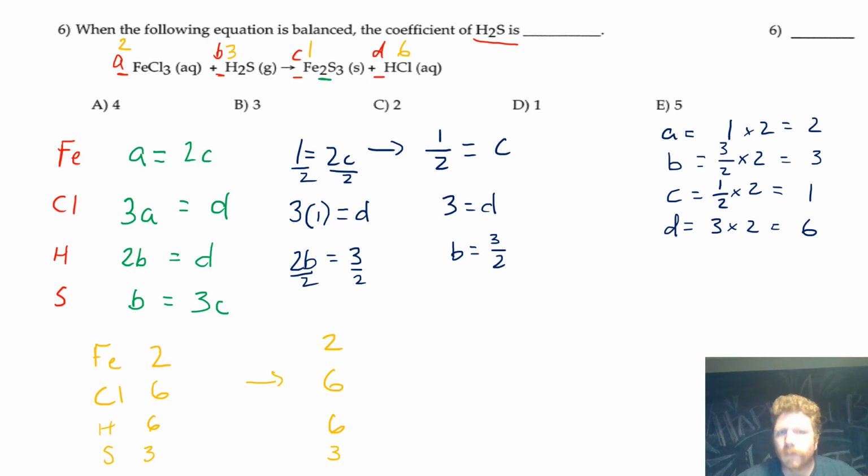So now I have to go back to my question, which was, when the following equation is balanced, the coefficient in front of H2S is what? And B, 3 is my answer, so I'm going to write B as my answer.